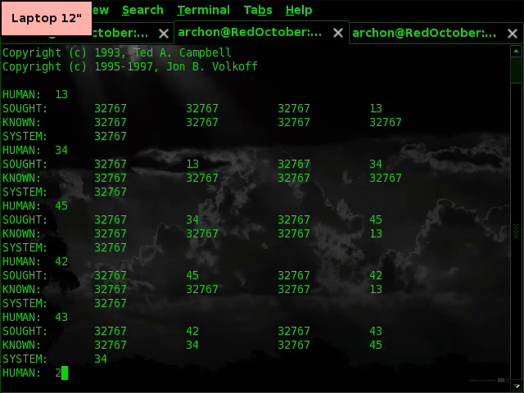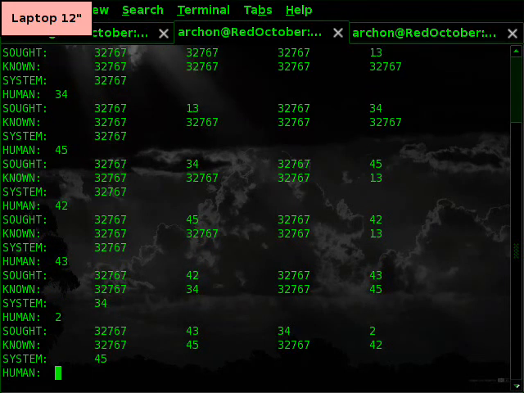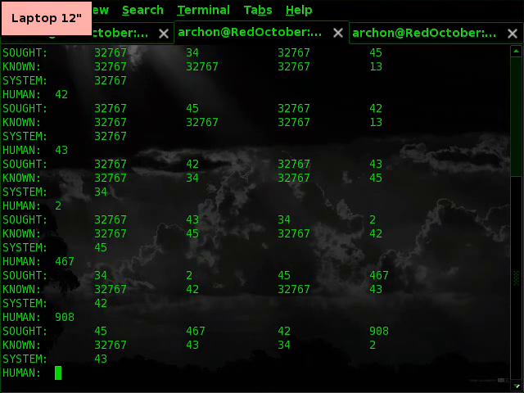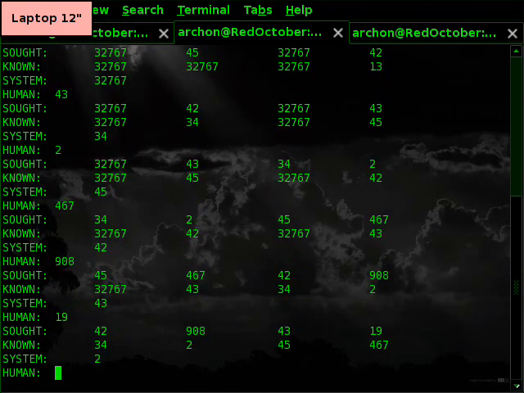I shall next say 2. It says 45. If I say 467, it is saying 42. If I say 908, it is saying 43. If I say 19, it is saying 2.